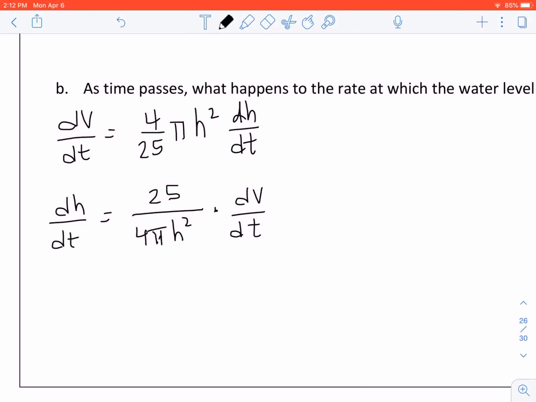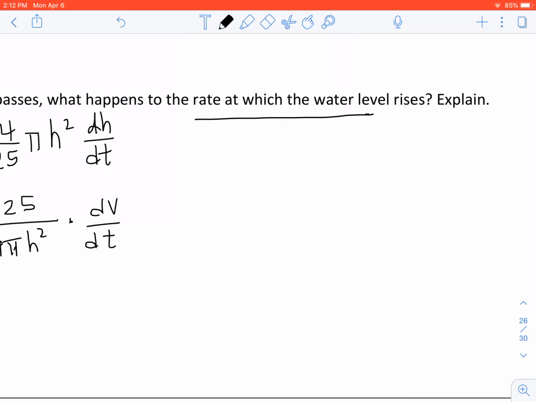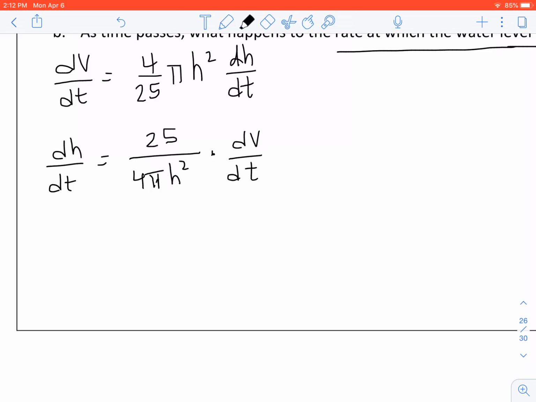And so the question says, as time passes, what happens to the rate at which the water level is rising? Let me explain. As your height increases, so as h increases, what happens to the rate? Well, since h is in the denominator, as the value in the denominator gets larger, this implies that our dH/dt is going to decrease.